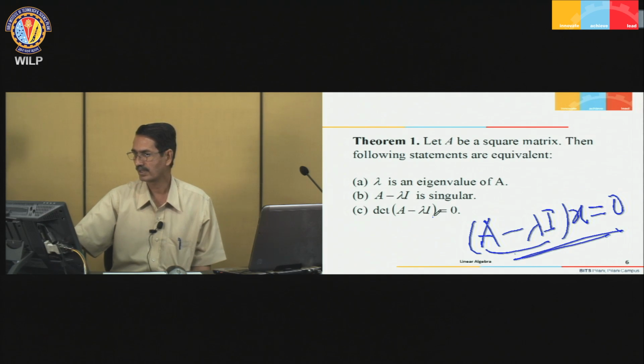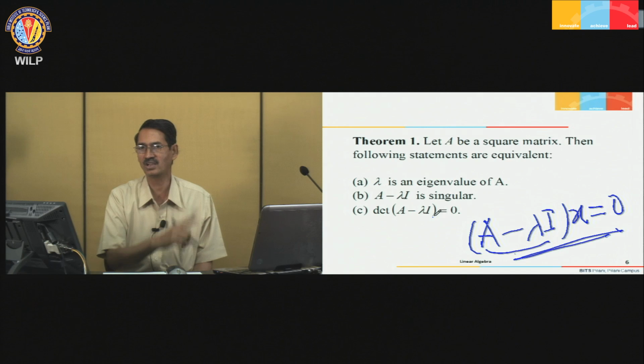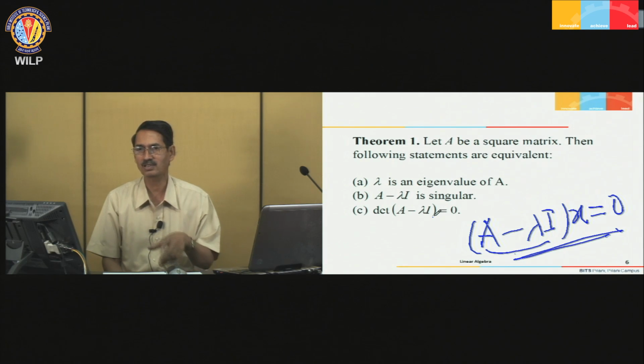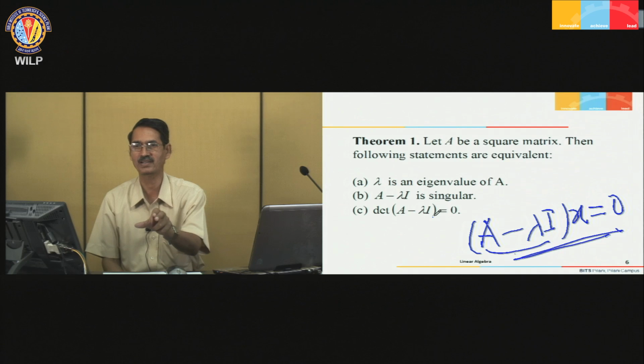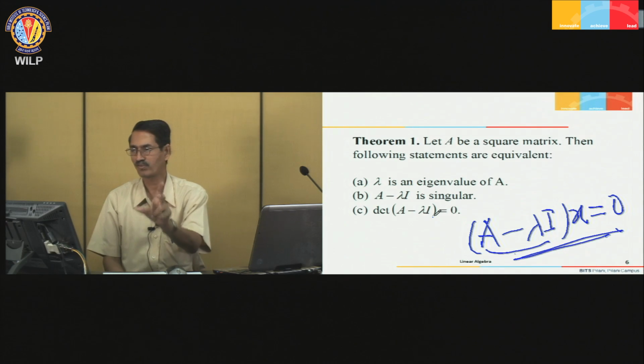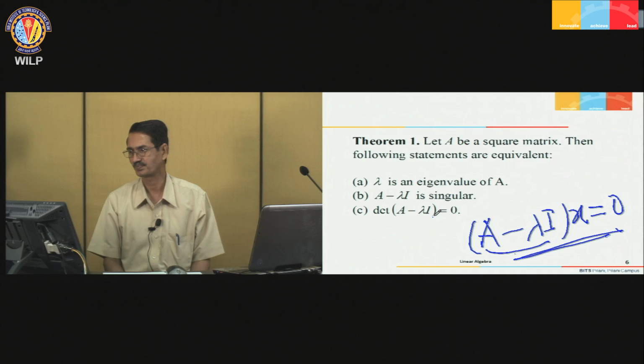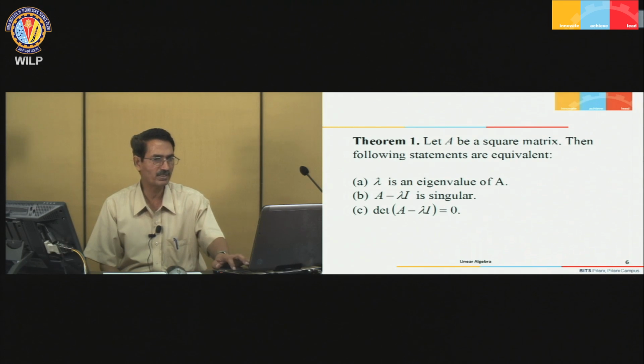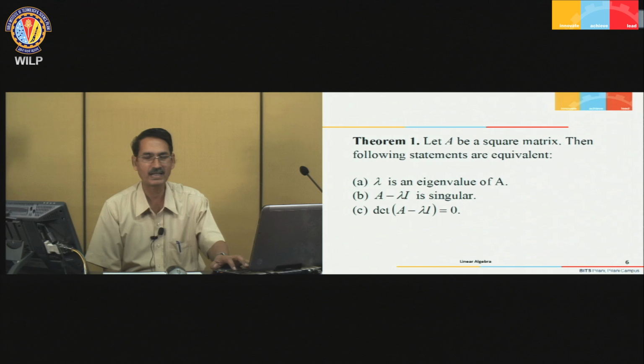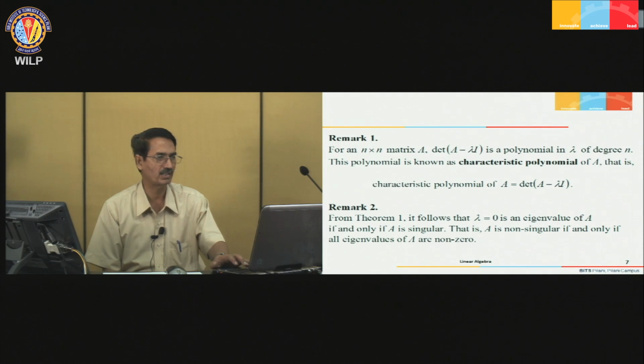So, therefore, if matrix A is given and you want to find the eigenvalues of this matrix A, then just find the determinant of A minus lambda I equal to 0. This will be a polynomial equation. If A is a square matrix of order n, then this will be a polynomial of degree n. Then find the roots of this equation. The roots of this equation will give you the eigenvalues of this matrix A. But before giving some examples of how to calculate eigenvalues and eigenvectors, let us see a few important results.